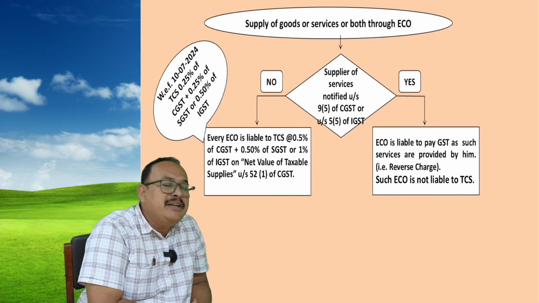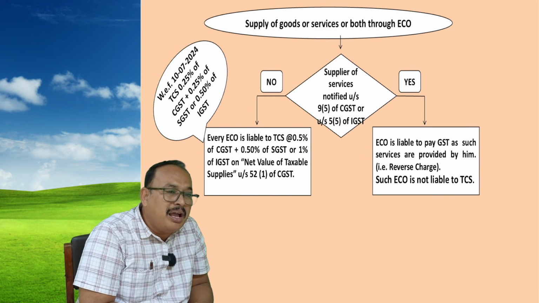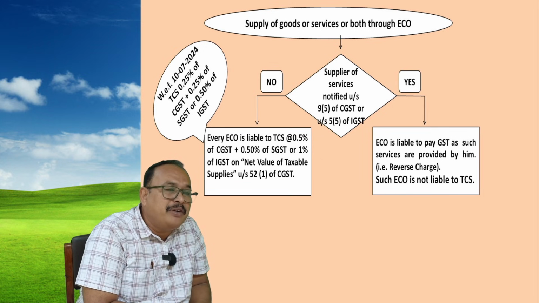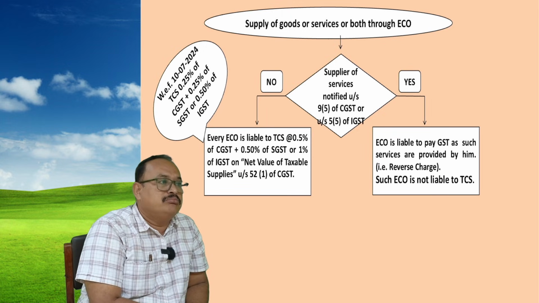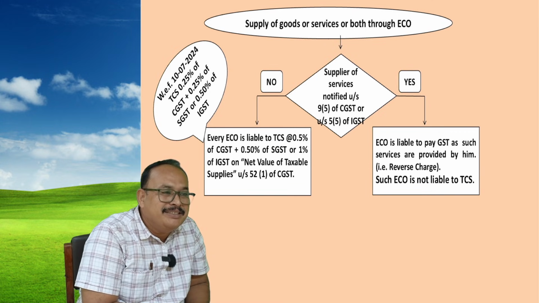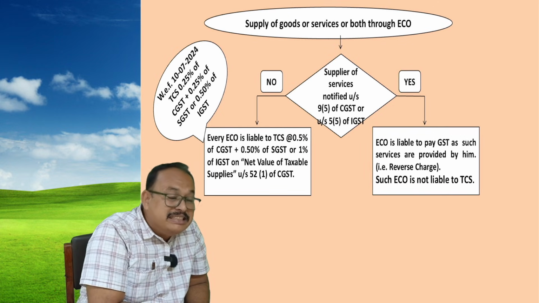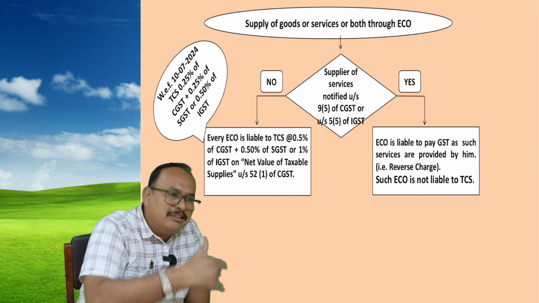What rate of TCS will apply in the given case? 0.5% in total for intrastate supply, that is 0.25% CGST and 0.25% SGST. In the case of interstate supply, 0.5% IGST. On what value? On the total value which includes commission but excludes GST. Got the clarity, my dear? There is no value limit here, whatever the value may be.